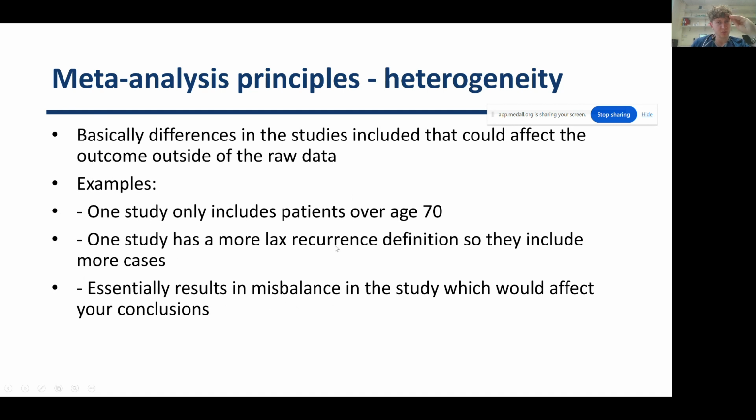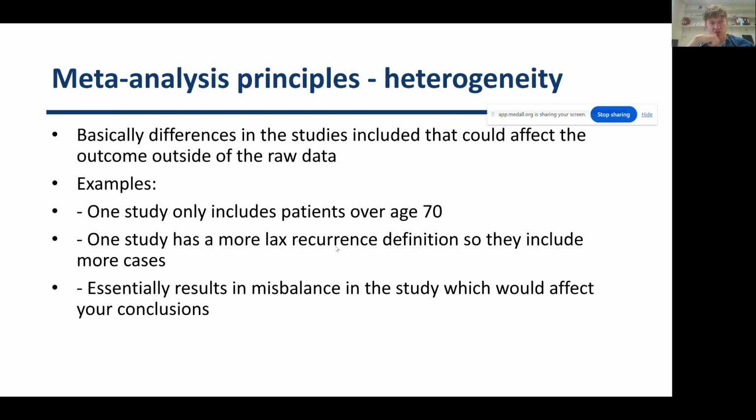I've touched on it already, but the next part is talking about heterogeneity. There are differences within your studies that could affect your outcome outside of the exact numbers that you see. I like to think of it as two main ways that a population can exhibit heterogeneity. The first is in your age bracket, so basically differences in your population.